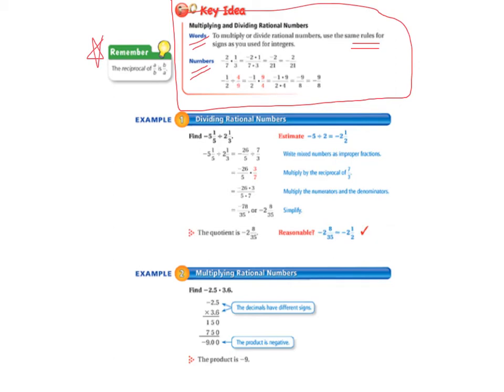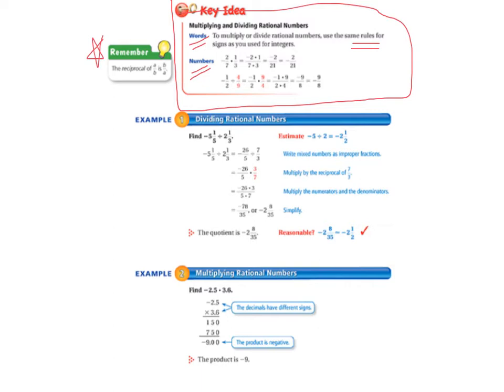And we have to ask ourselves, is that reasonable? And it is close to -2 1/2. So the answer is yes, it is. Example 2 says we are going to multiply rational numbers. So we're going to find -2 1/2 times 3 6/10.